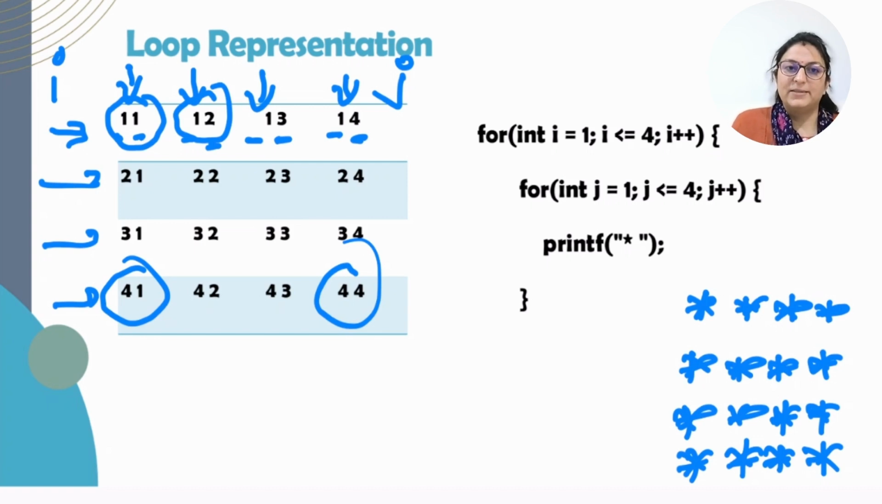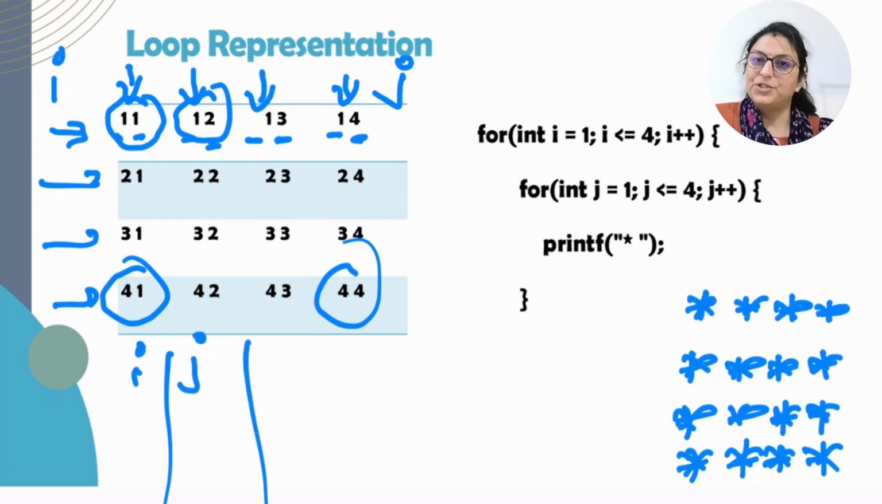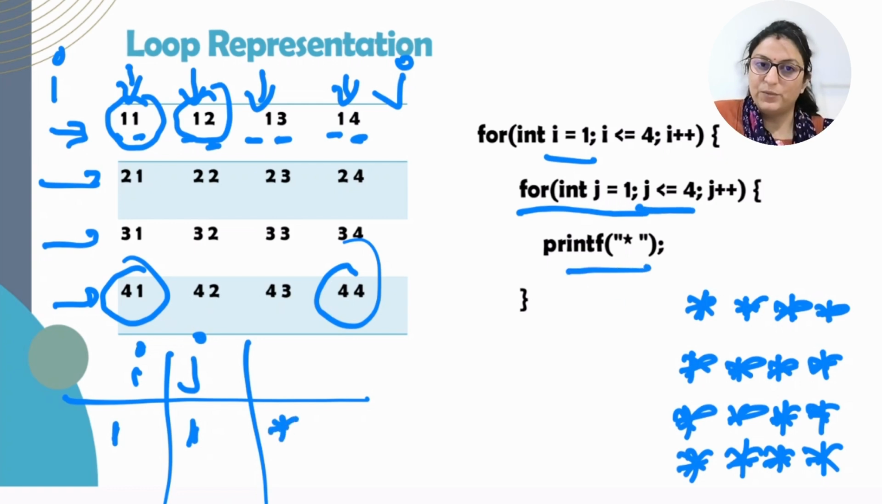So let us trace this program. Here we have the I. Let us be more clear with the help of the tracing. Here it's J. First of all, the value of I is 1. Cursor will go inside. It will start the J. So J's value will be 1. J will completely run. So here the condition is less than 4. So it will print the star. So we'll get the star at the 1, 1 position.